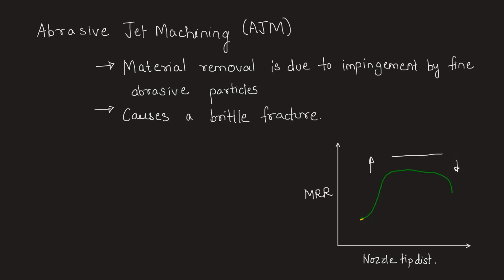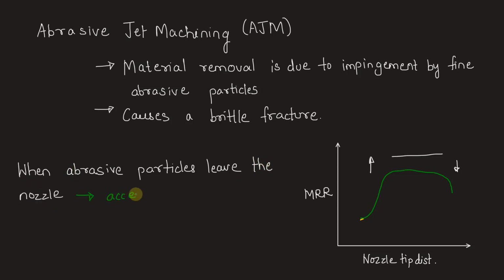Why does this happen? Because when the fine abrasive particles leave the nozzle, they will accelerate, and therefore initially when the nozzle tip distance increases, their velocity also increases, and because of the increase in velocity they create a higher impact, because of which the material removal rate increases.